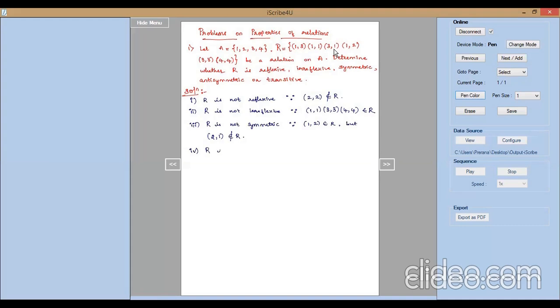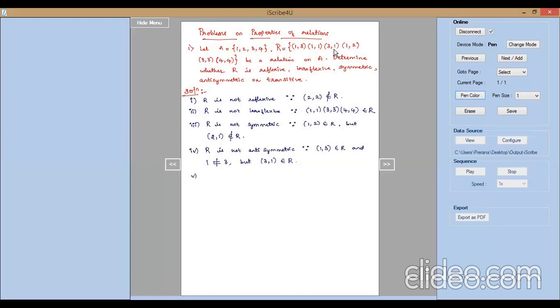We'll just write the same thing. R is not antisymmetric because (1,3) belongs to R and 1 is not equal to 3, but we see that (3,1) belongs to R. That is why it is not antisymmetric.